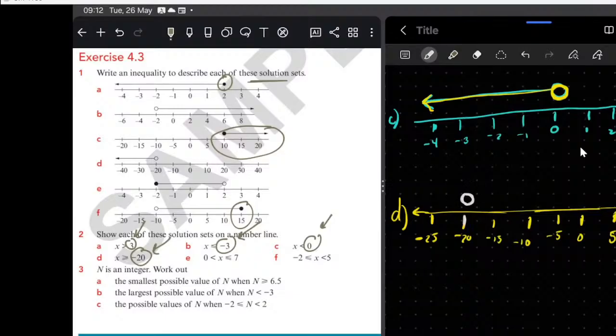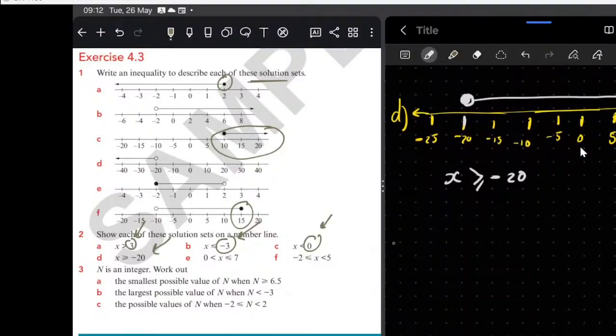Then because X is greater than, we face to the right. It faces the right like this. You draw it to the end of the number line. It should keep going until it gets there. So this is X greater than or equal to negative 20. Does it have an or equal to? Yes, it has an or equal to. So now you will shade.